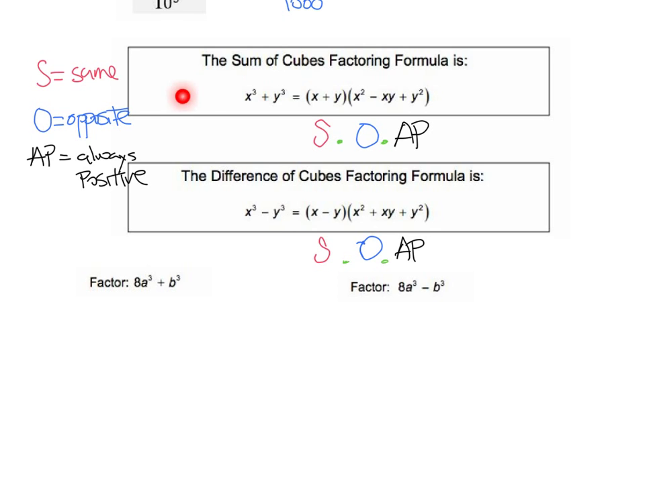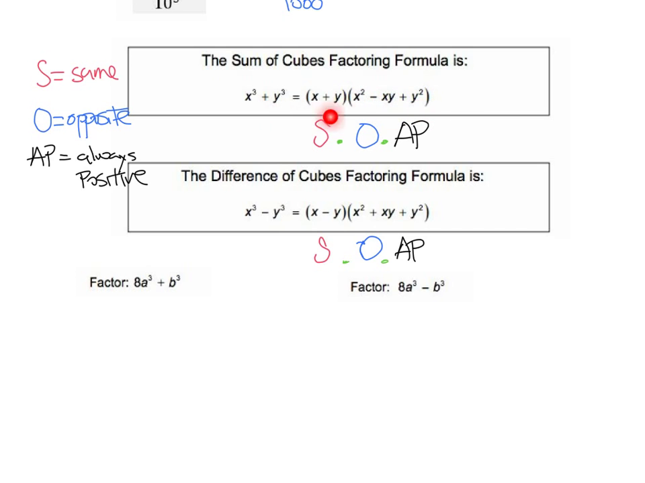All right, so we actually have two formulas that we're going to be using. One is for the sum, and the second is for the difference. So make sure you understand the difference, okay? For the sum of cubes factoring formula, that basically means when you have x cubed plus y cubed, or anything in this variation with a plus, then this would be our answer when we factor it out. We would end up with x plus y times x squared minus xy plus y squared.